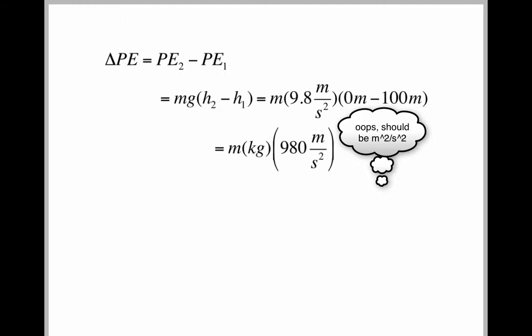And then at the end, he will have reached 0 meters. So therefore, his state 2 will be at 0 meters. So he will have actually lost 9.8 meters per second squared times the mass, which would be in kilograms.